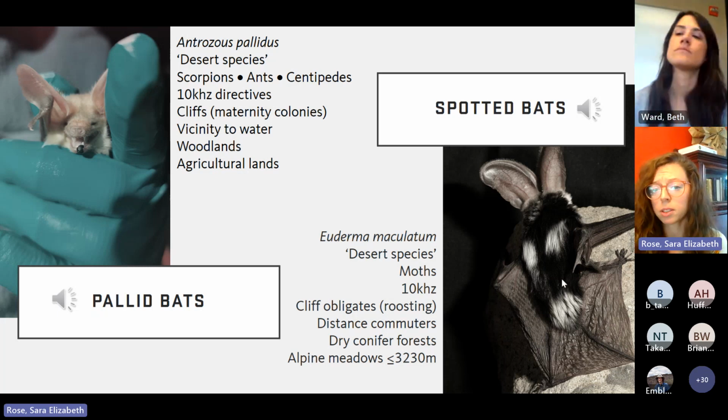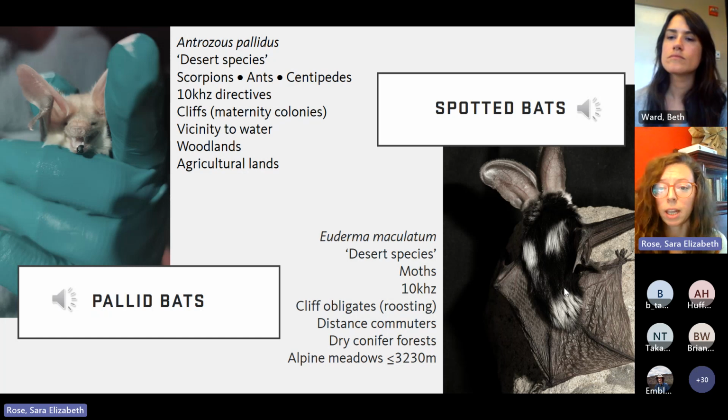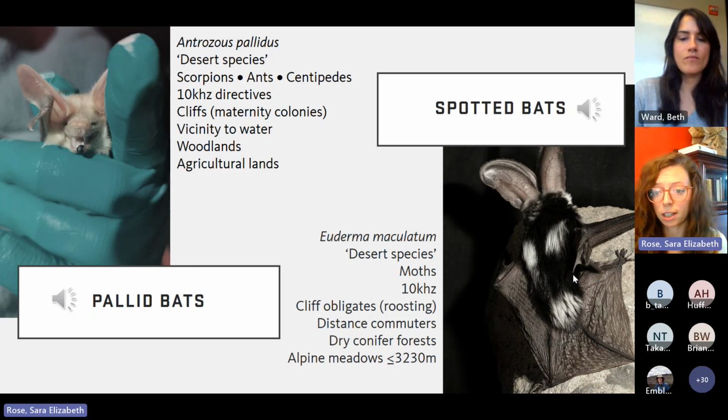They're highly mobile, solitary as far as we know, and echolocate at around 10 kilohertz, which is considerably lower than most other species in our area and is actually within the range of human hearing. They fly high and are difficult to detect with standard passive acoustic detection settings.